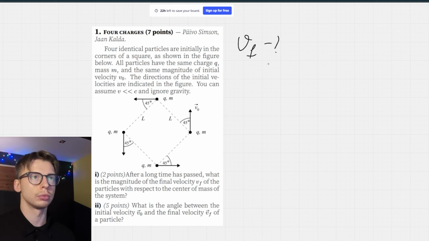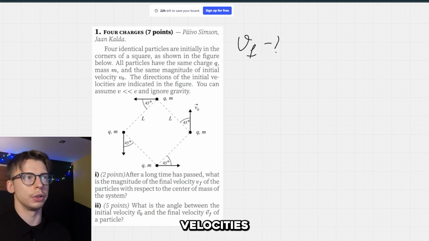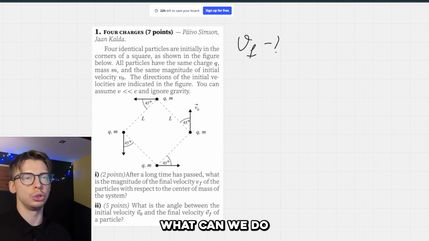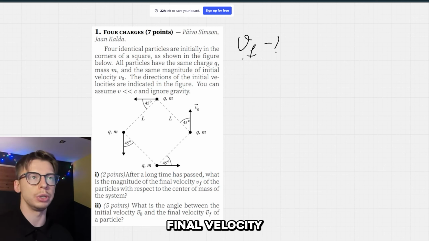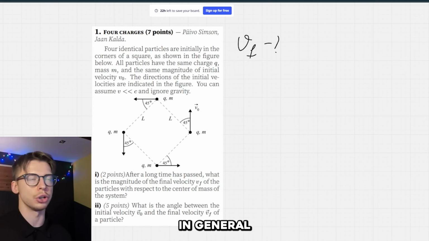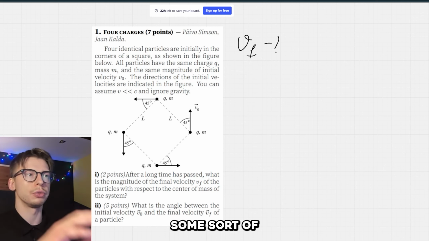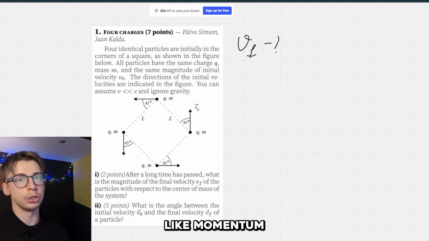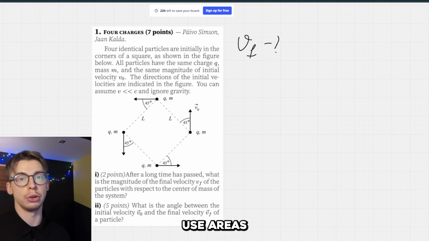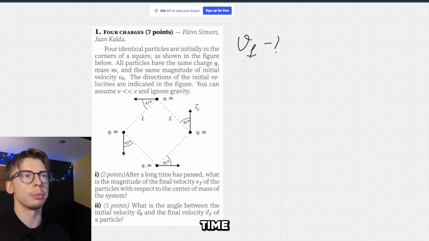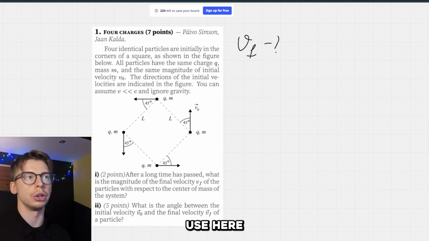Let's write that down. There's a lot going on. There are velocities, masses, charges, and this geometric shape, and just a lot of variables. So what can we do to find this final velocity v_f? The most important part to understand about Olympiads and tough questions in general is that you have to use some sort of physics idea to find your variables. Usually it's going to be something like momentum or energy. Sometimes you have to use areas or geometric shapes to figure stuff out, which is also what we're going to do this time. So the most important idea that we're going to use here is energies.